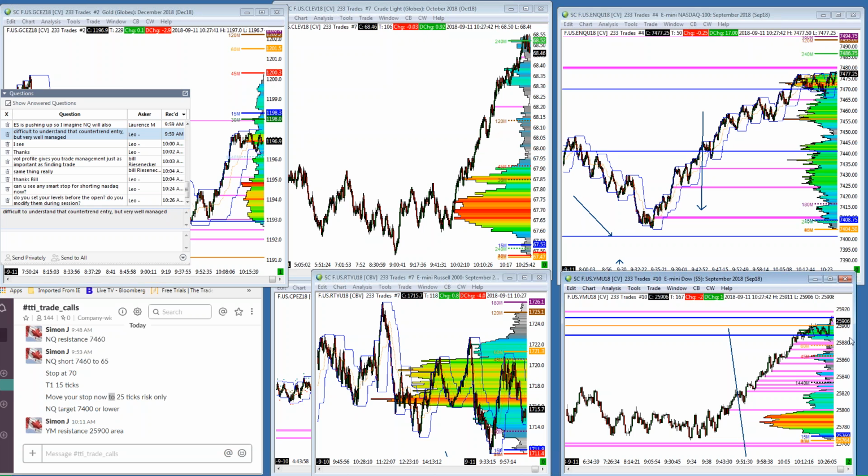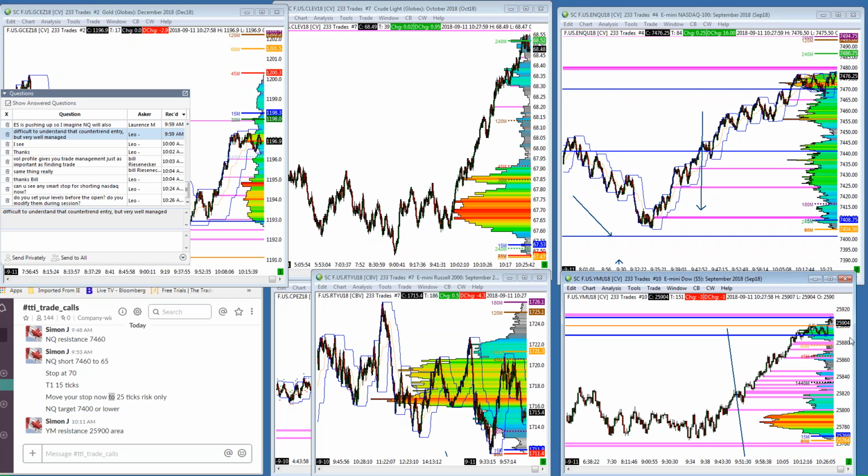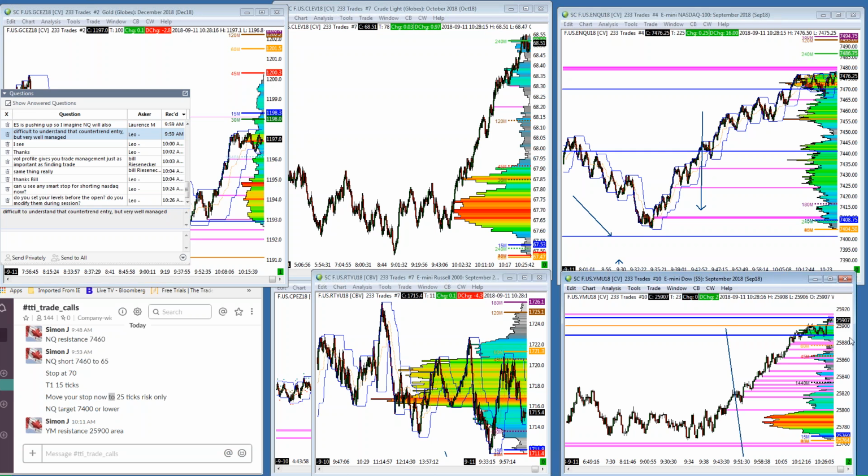So eventually this was stopped out, but again, management is key, as you pointed to, Leo, right? Still a few ticks in profit, right? Just a few ticks in stop out. So just a few ticks in profit overall on this YM trade.